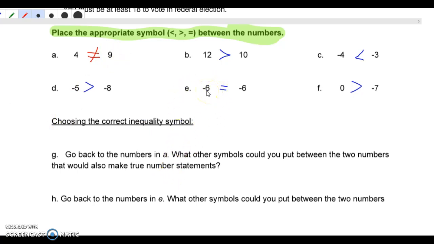Okay, so let's talk about E. Negative 6 is equal to negative 6. Can you use another symbol? Perhaps you could say negative 6 is more than or equal to, because then they're definitely not more than, but negative 6 is equal to negative 6.